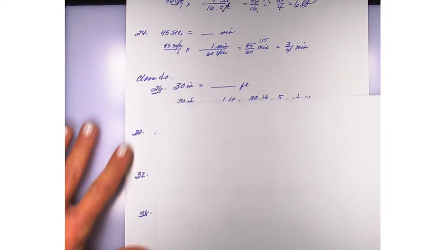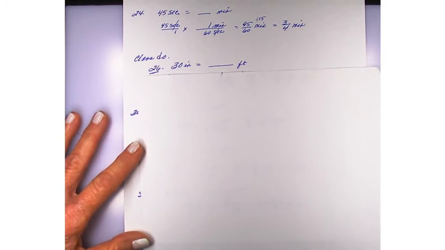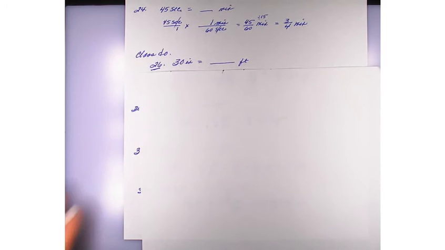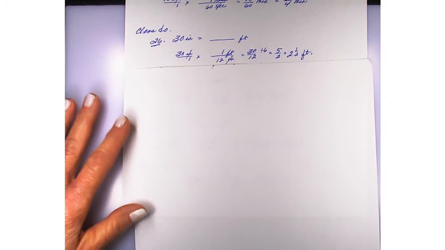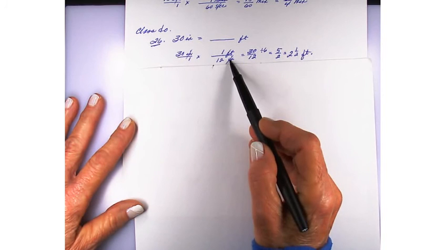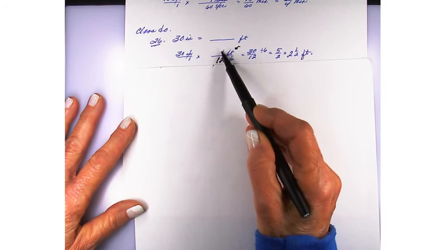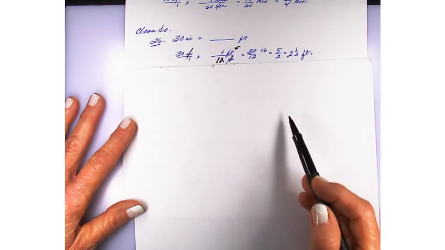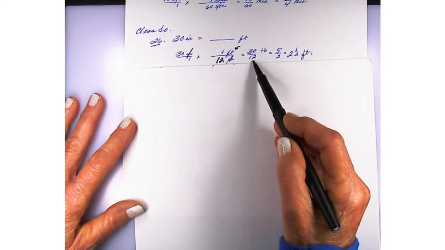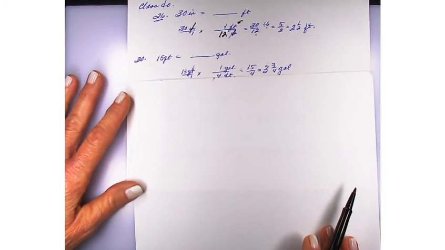Continuing on, I would have you do these problems. Number 26. Every day of your life, almost, you're converting inches and feet back and forth. So this is a highly used one. We want to get rid of the word inches. We want feet to come in. 12 inches in 1 foot. Out go the inches, in come the feet. 30 over 12, you divide by 6, we get 5 halves, 2.5 feet.